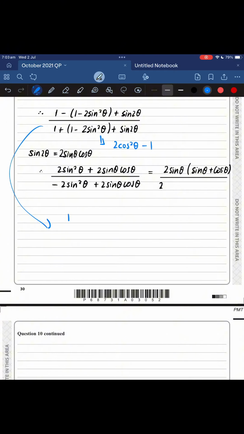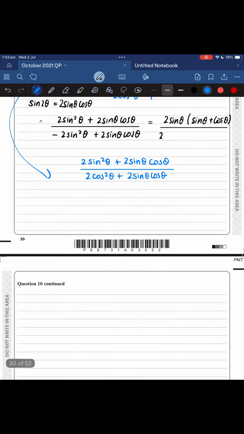So then using this formula, the expression becomes a lot nicer. So on the numerator we get 2 sine squared theta plus 2 sine theta cosine theta, all divided by 2 cos squared theta plus 2 sine theta cosine theta, which then obviously simplifies down. If we factor out a sine on the top, we get 2 sine theta, lots of sine theta plus cosine theta. And then if we factor out a 2 cosine theta on the bottom, we get cosine theta plus sine theta, which is the same thing.